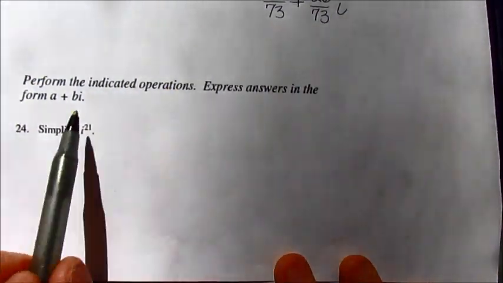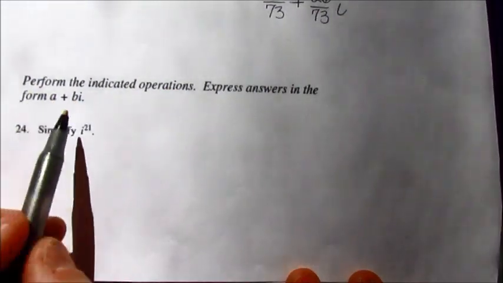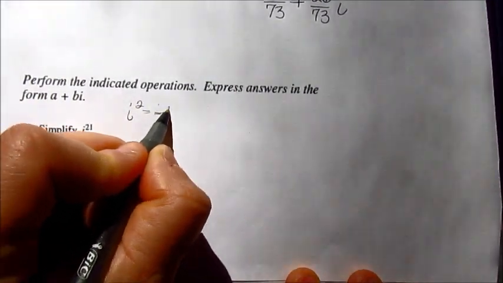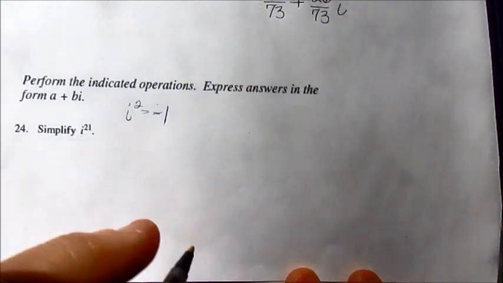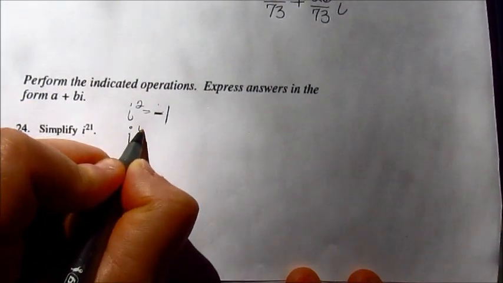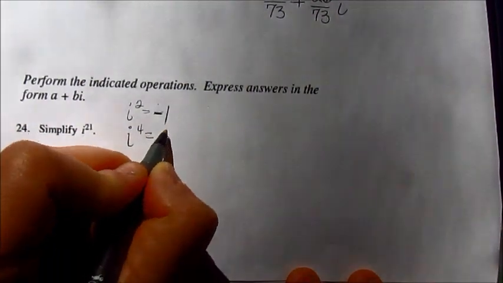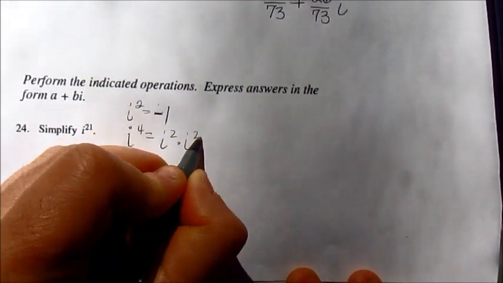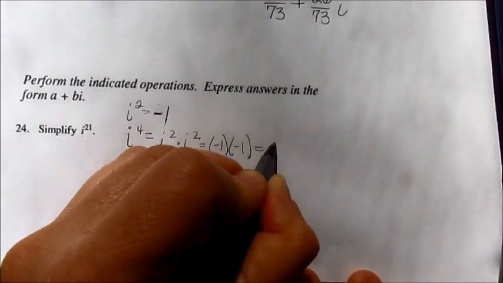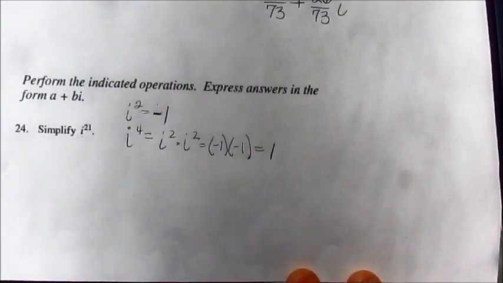Perform the indicated operation, express your answer in A plus BI form. i to the 21st. Well, we know i squared equals negative 1. Okay? i to the fourth then equals i squared times i squared, which is negative 1 times negative 1, which equals 1. So it's kind of like back to 1.